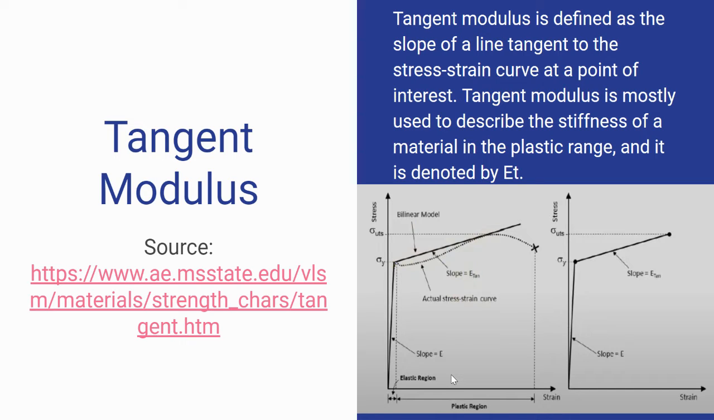So let us try to understand tangent modulus. Tangent modulus is defined as the slope of a line tangent to the stress strain curve at a point of interest. The tangent modulus is mostly used to describe the stiffness of a material in the plastic range, and it is denoted by ET. As you can see here, after the elastic region, the curve no longer has a constant slope. So we can approximate the slope using the tangent modulus.